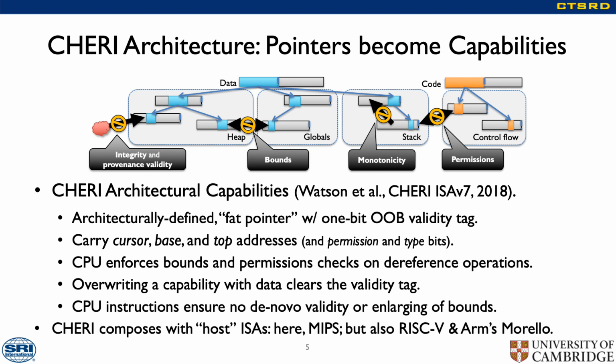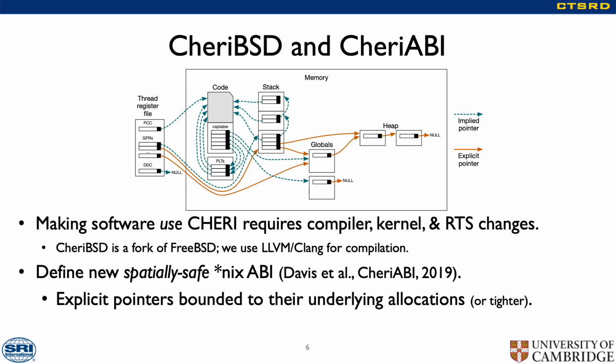CHERI composes with host instruction set architectures. Cornucopia was implemented atop the CHERI MIPS architecture, but our work will port to CHERI RISC-V and to ARM's experimental Morello. Using CHERI's enforcement possibilities required many but modest changes to runtime and system software. The C and C++ compiler, operating system kernel, and runtime libraries, notably including the heap allocator, all had to be taught to use the CHERI protection mechanisms. The net result is a new capability-based NICS ABI for spatially safe user space programs.